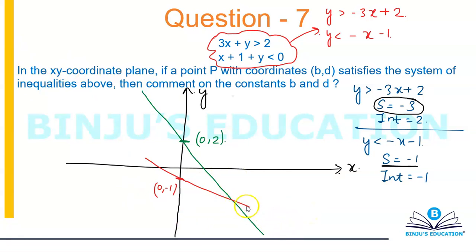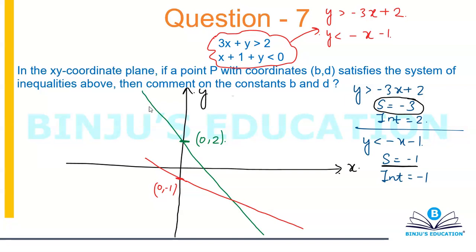Extend this a bit. Alright, now it's fine. So this green line has a slope of negative 3 and an intercept of 2. It's descending more. The second one has a slope of negative 1 and an intercept of negative 1, and it's descending less.